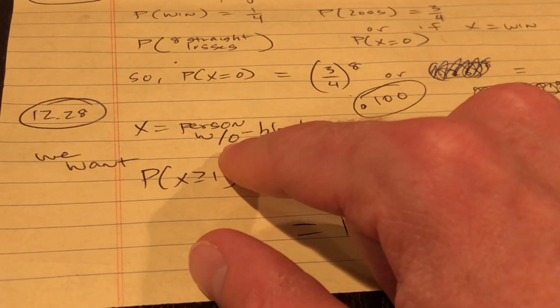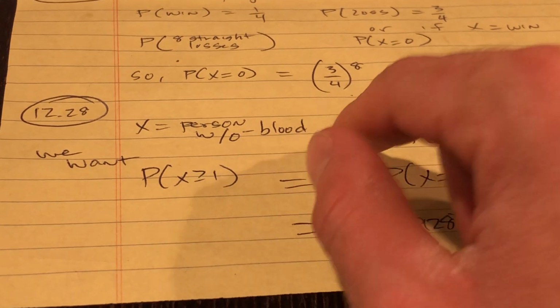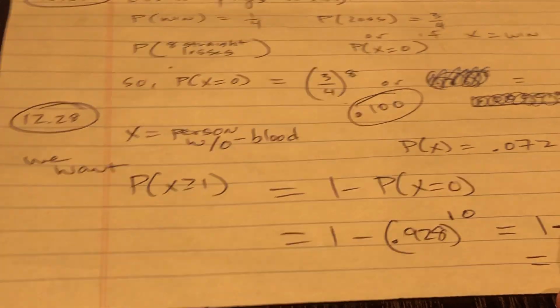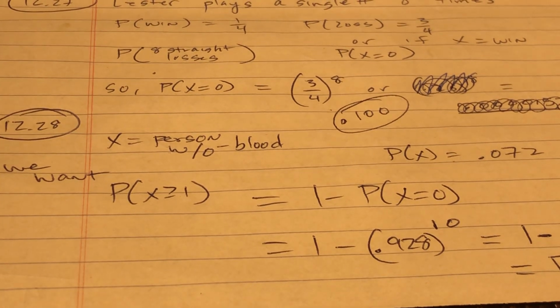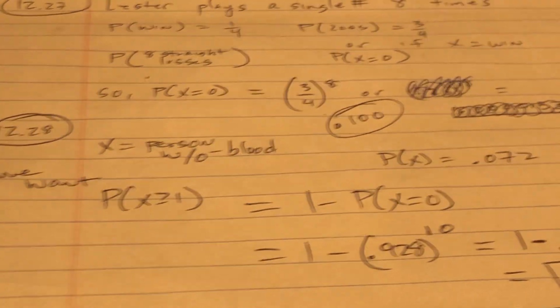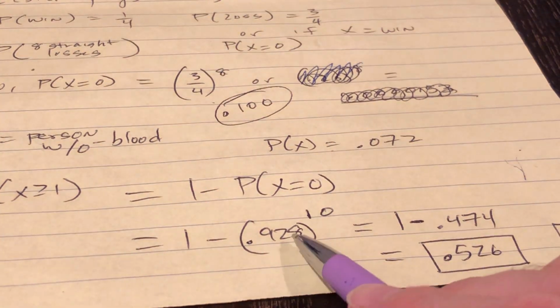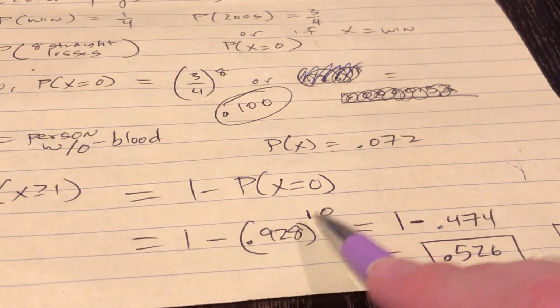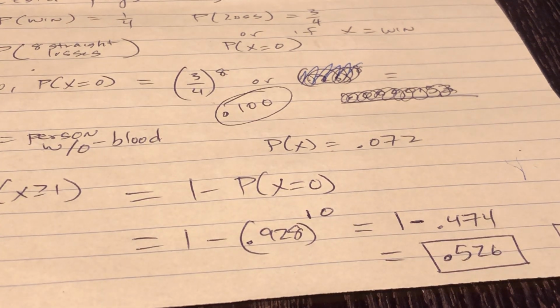We want the probability that X is greater than or equal to 1. So the probability of X is 0.072. The probability that X is at least 1 is always 1 minus the probability at 0. That's the probability of not having someone with that type of blood. And so you've got above a 50% chance.